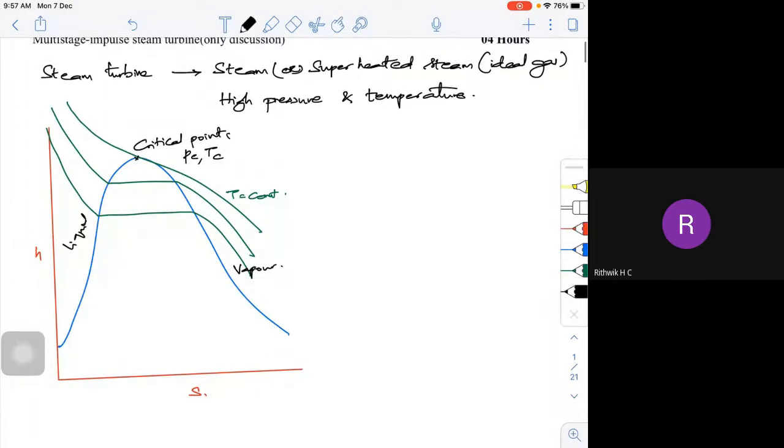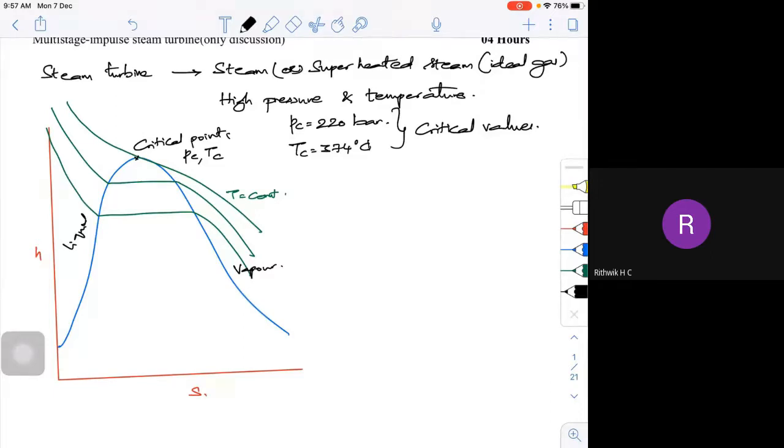So what are these typical values for water? PC is around 220 bar. Each book gives 221 or 220, but around 220 bar. And your critical temperature will be around 374 degrees Celsius. So these are my critical values. Does the steam turbine operate above these critical values?